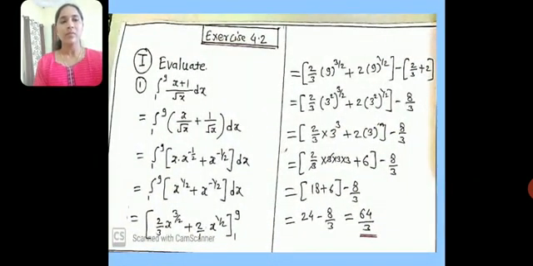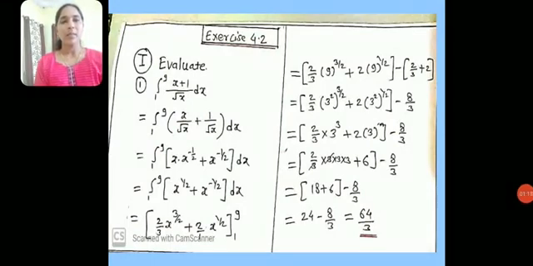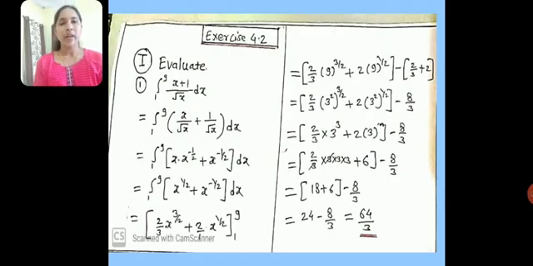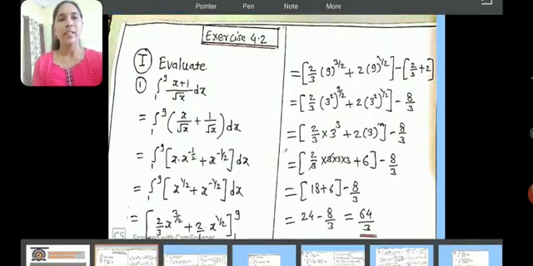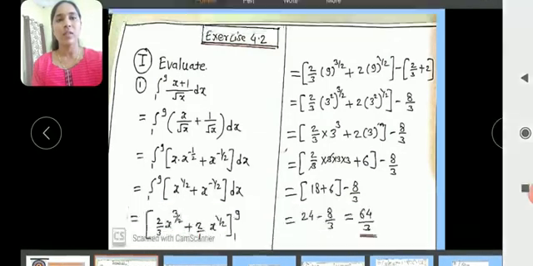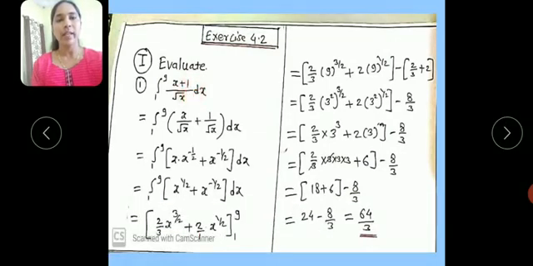Here, example number 1: evaluate the integration of 1 to 9 of (x plus 1) divided by root x dx. This is equal to the integration of 1 to 9 of x upon root x plus 1 upon root x dx.